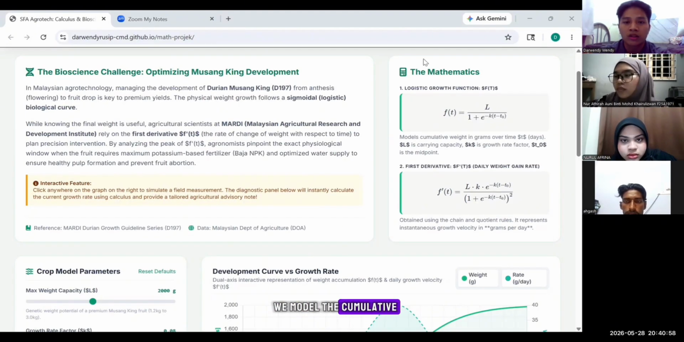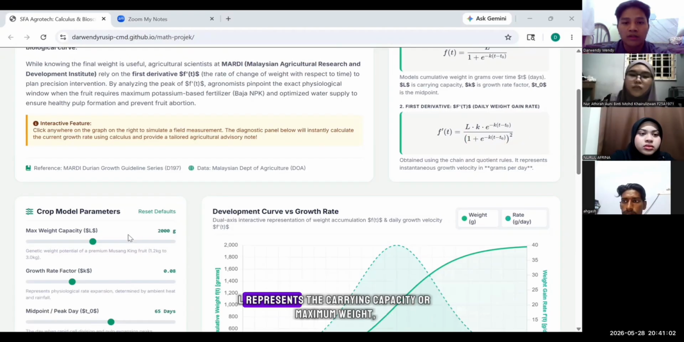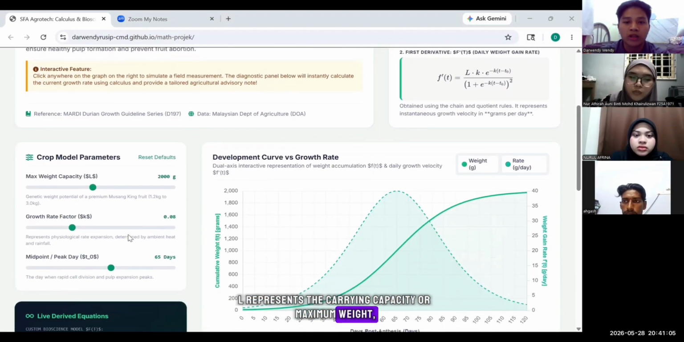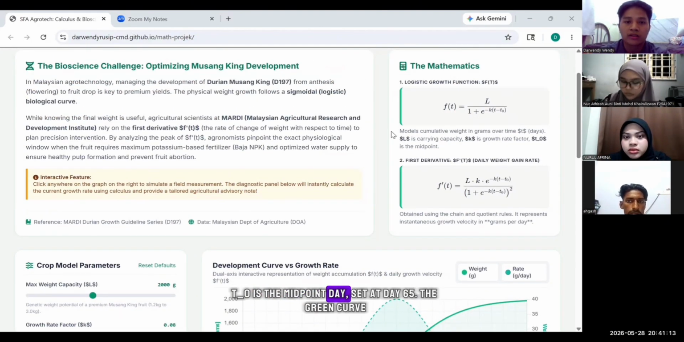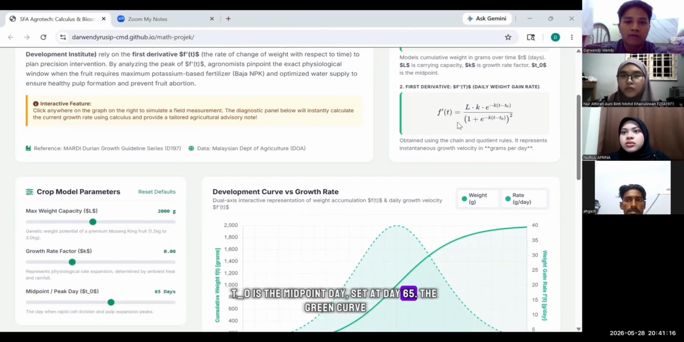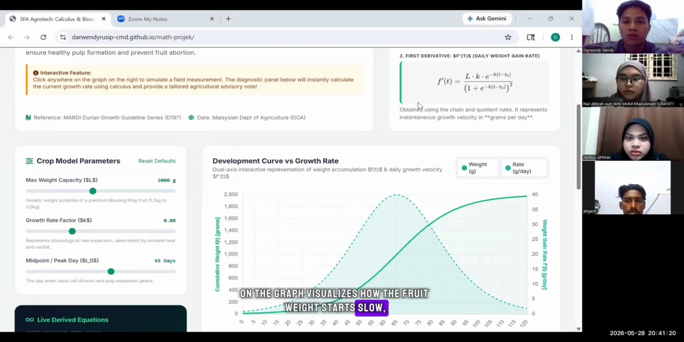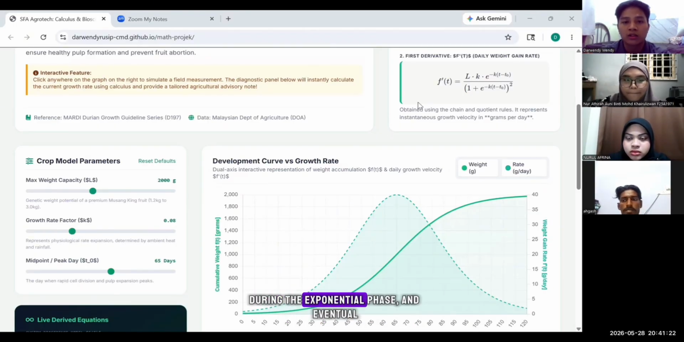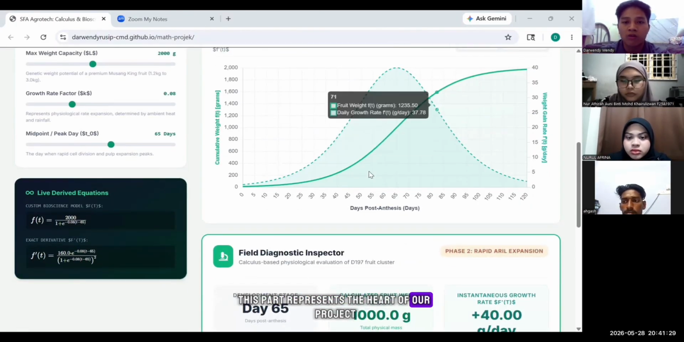We model the cumulative weight of the durian using the logistic function. L represents the carrying capacity, the maximum weight, which is 2000 grams to kilograms. K is the growth factor, and T0 is the midpoint, which we set at 65. The green curve graphically shows how the fruit weight starts slow, surges drastically during the exponential phase, and eventually plateaus at maturity. This path represents the heart of our project.